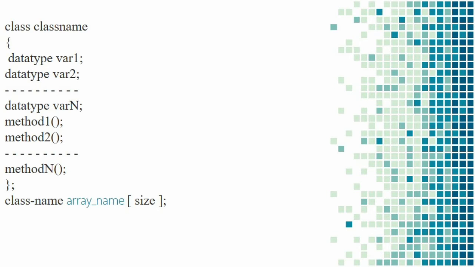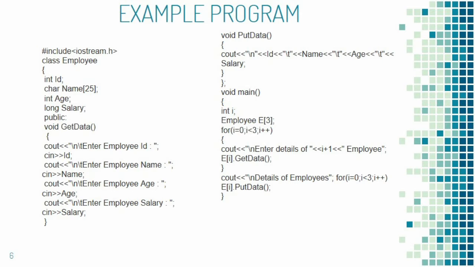The syntax for declaring an array of objects is: first we are going to create the class. For that, class name, open the curly braces, data members are declared and member functions are declared, and close the curly braces, and it must be terminated with a semicolon. The syntax for creating the object of type array is class name, array name, and size, and it must be terminated with a semicolon. The example program for array of objects.